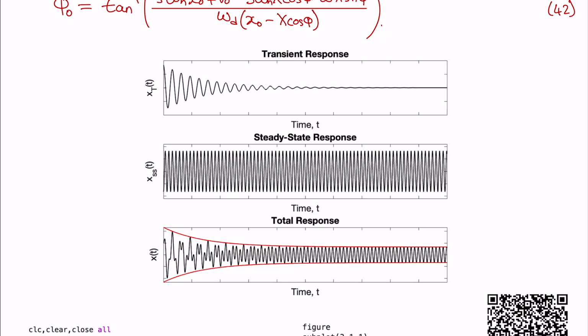What I am showing here is the combination of the transient response and the steady state response. I've separated them in the top two plots, and beneath that is the total response with the combination of them, with the red line being the amplitude of the signal, which starts off high, decays, and then eventually reaches a constant value, meaning the system decays to the steady state. This is all done in MATLAB. The code is at the bottom below here. If you want a copy, you can scan the QR code in your notes.